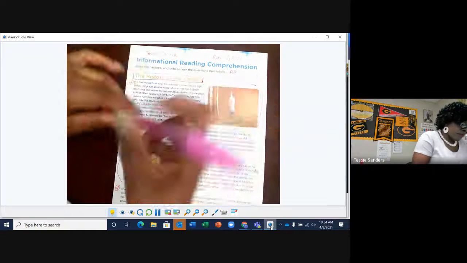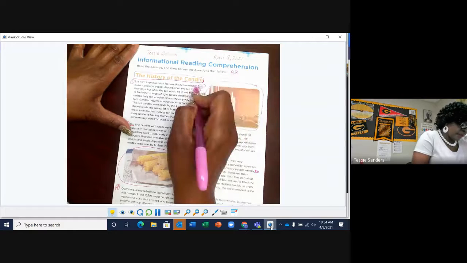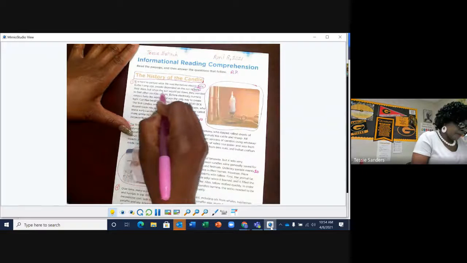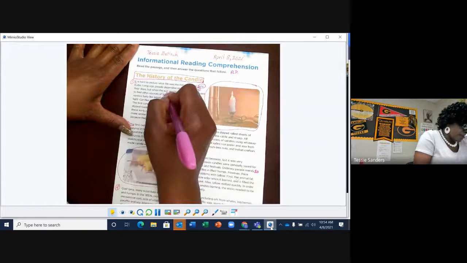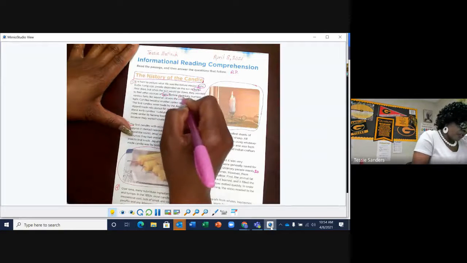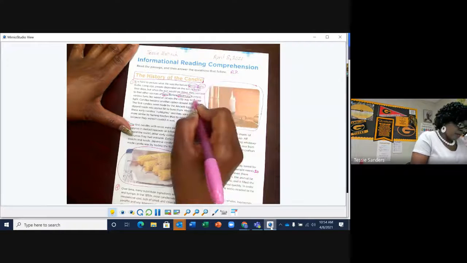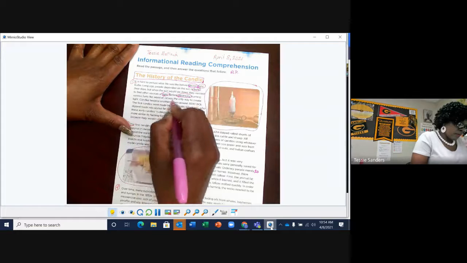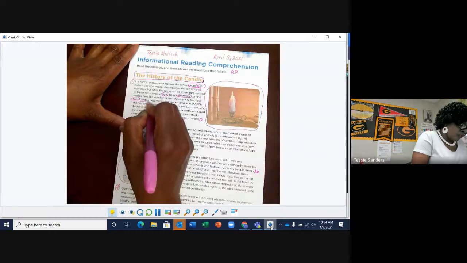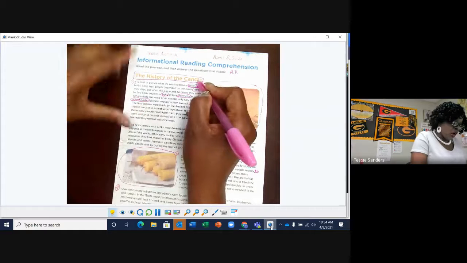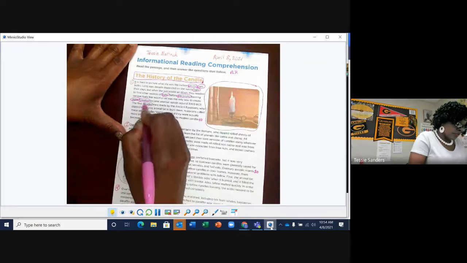Light. Light. Oh, light. Here's electricity. Go back to electric. Light. Candles, because candle is in our title. Candles.